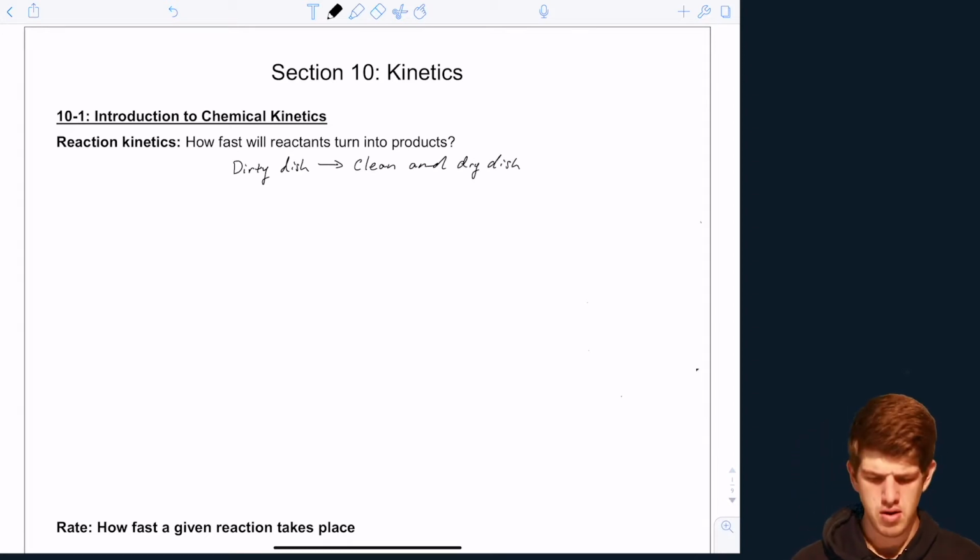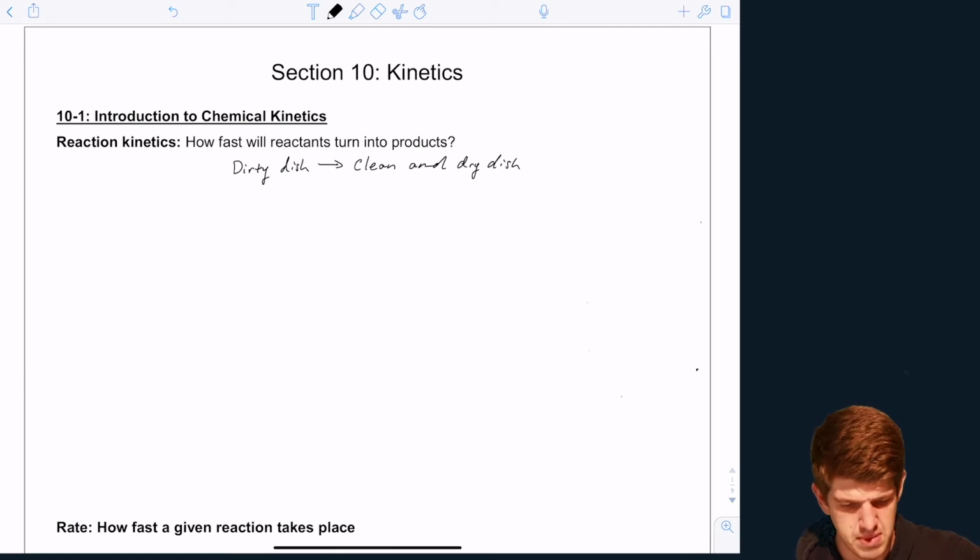Now, I could just say, oh, this is my reaction. I have a dirty dish and it becomes a clean and dry dish. But I don't just suddenly have a dirty dish and it just suddenly converts straight into a clean and dry dish. I can't just do one simple action and make it that way. Cleaning dishes involves multiple different steps, and that's what reaction mechanisms are all about: the steps that a chemical reaction must go through to actually end up as the final product.